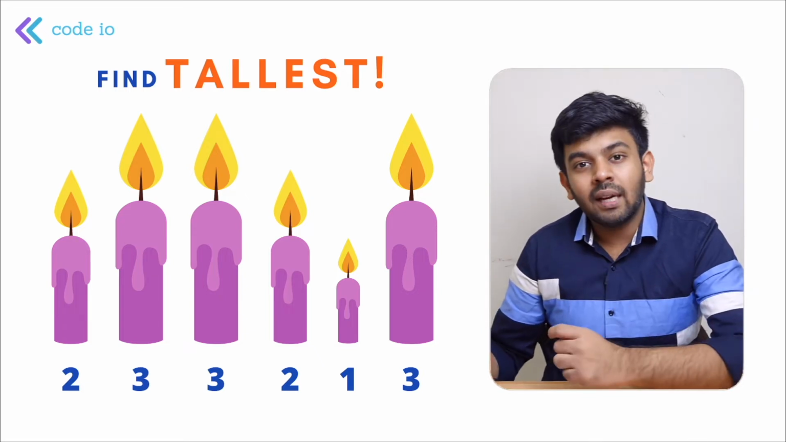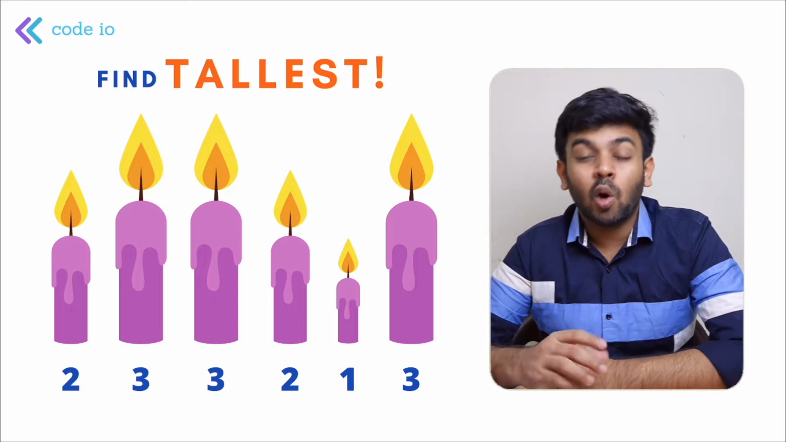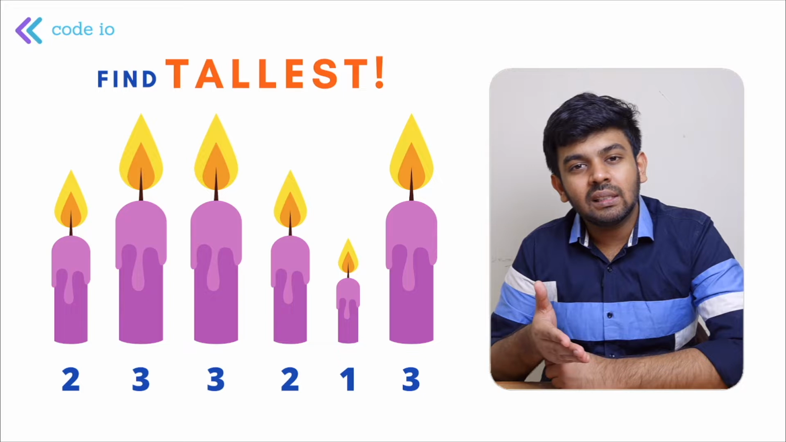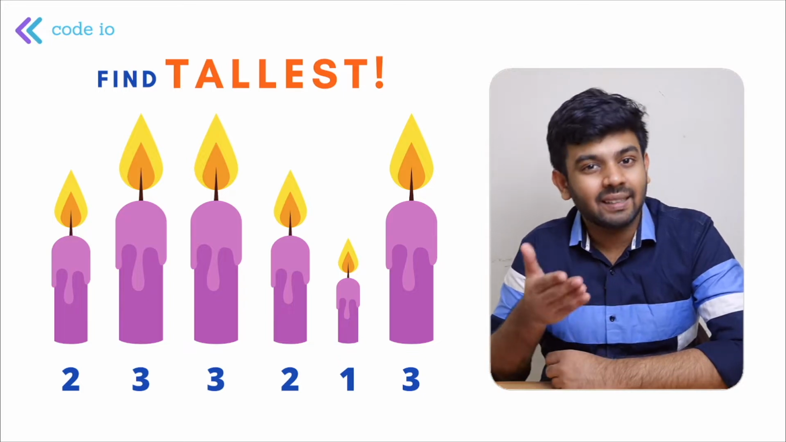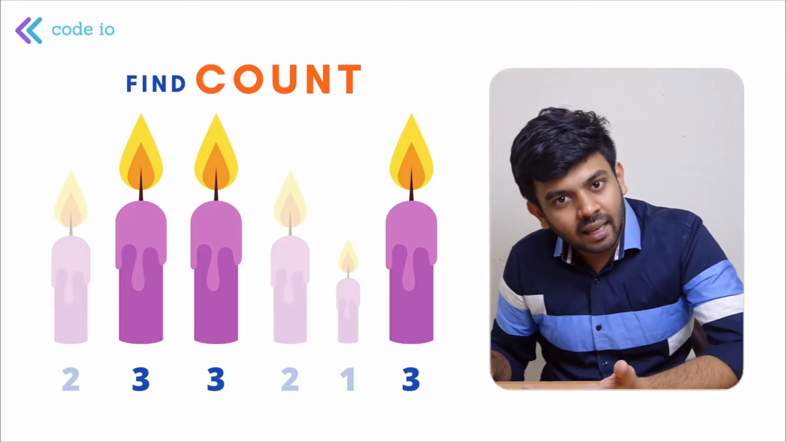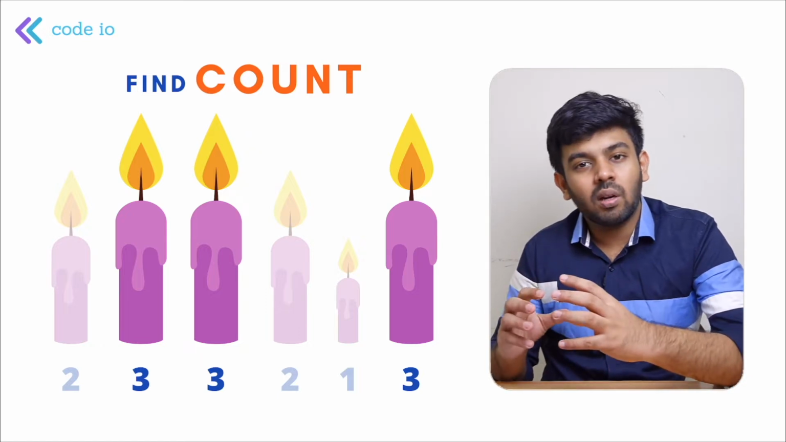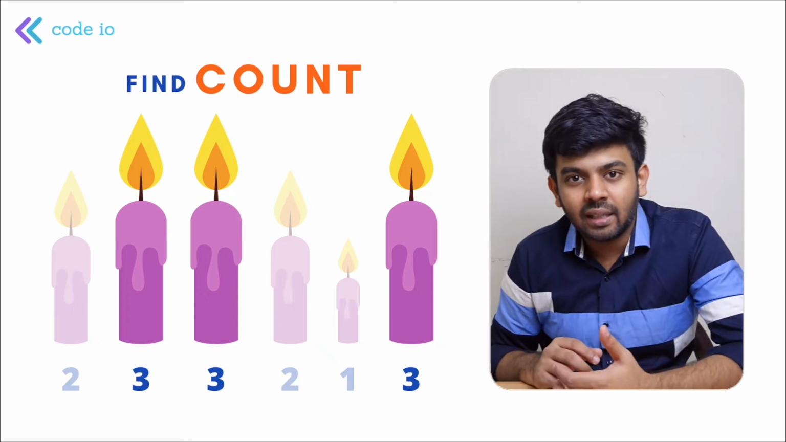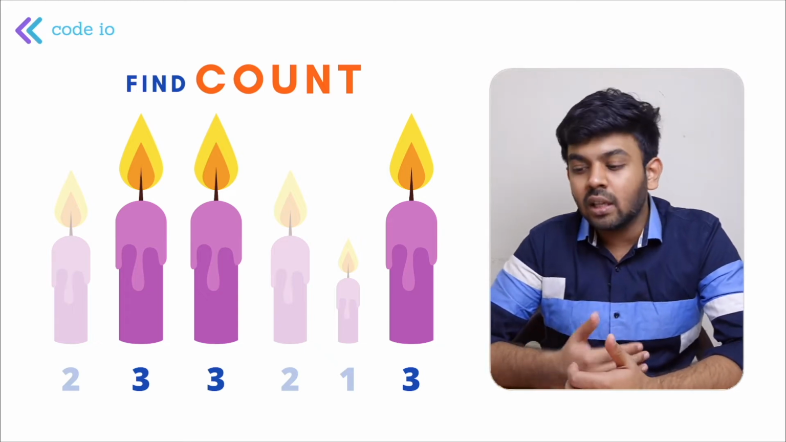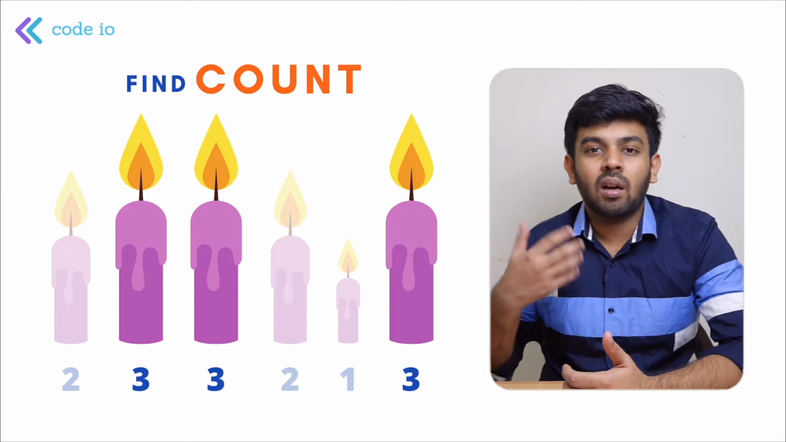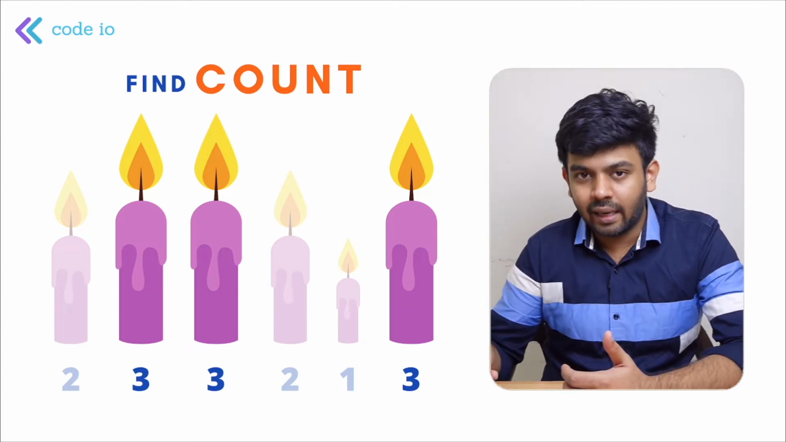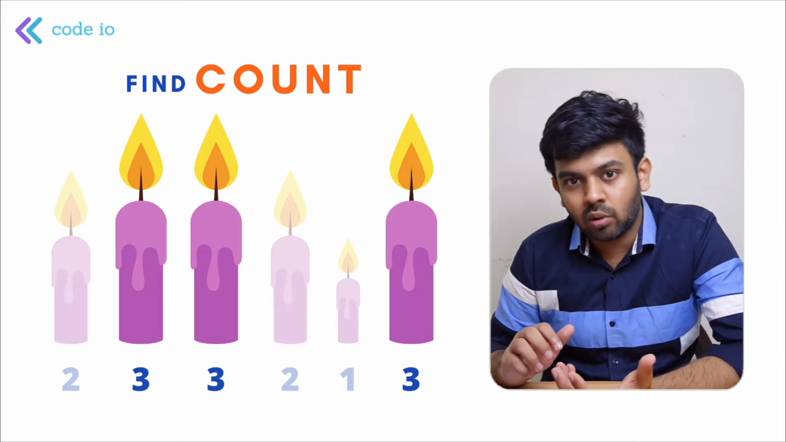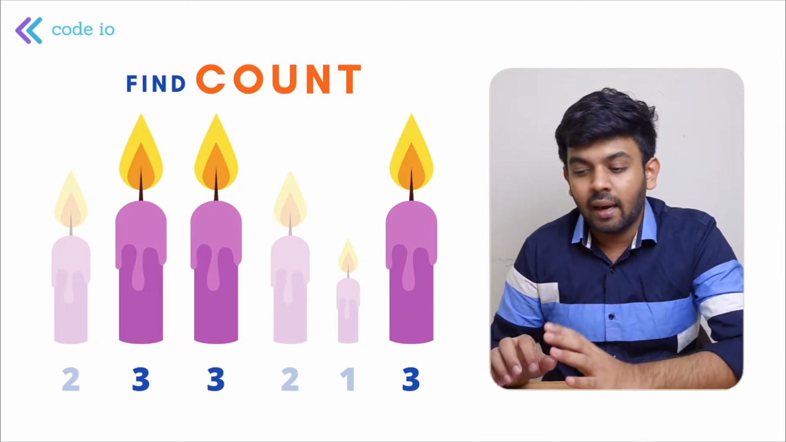You know that 3 is the largest element in this array. Now you have to find the number of candles that are of height 3. So I'm going to traverse this array again and check for the height 3 candles. If a particular candle is of height 3, you will increment the value of count. Generally it will be the tallest ones, and you'll have to print the count of that. So this is the question. I hope it is clear.